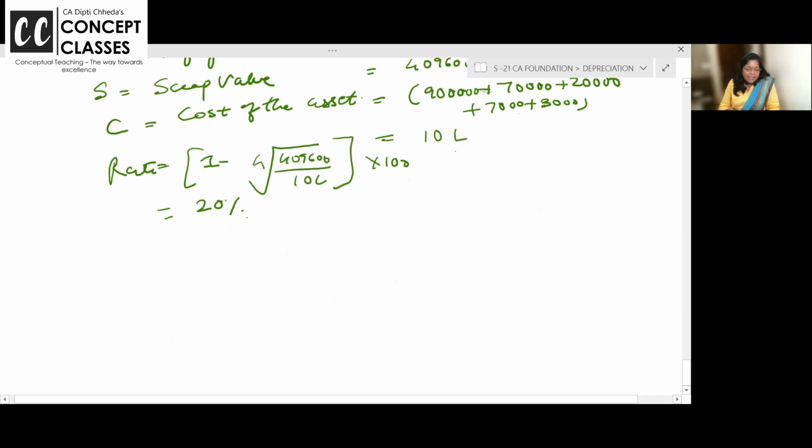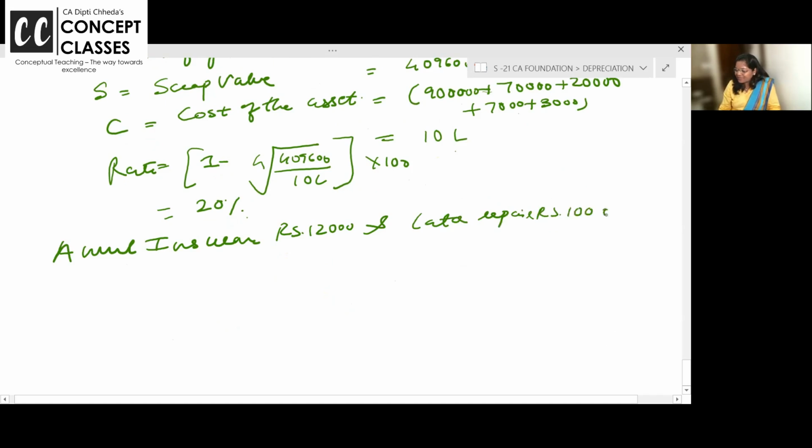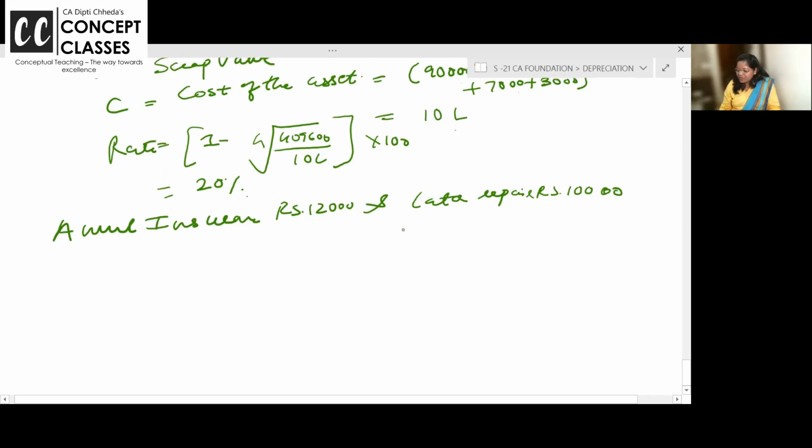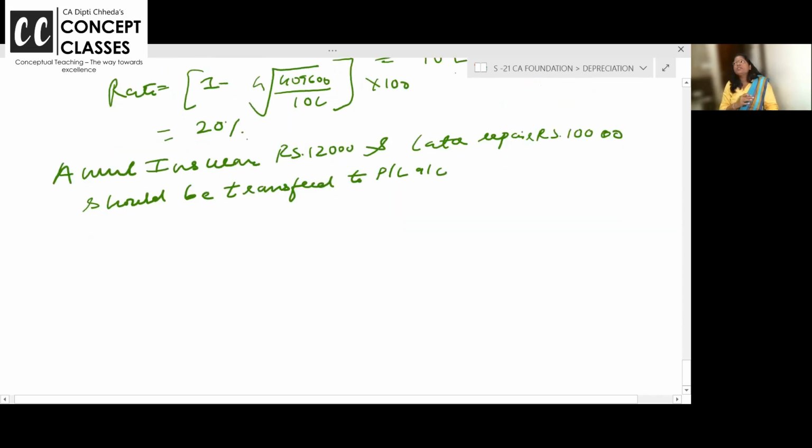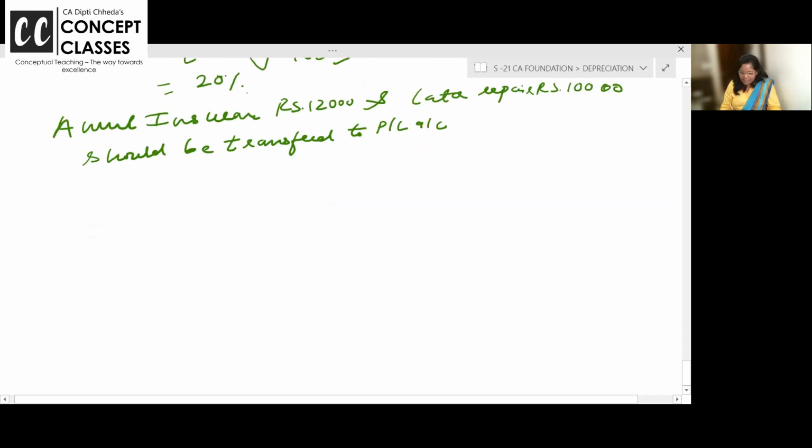Now let us start the problem. Before starting, let us write a note for two things which we have not considered. Annual insurance is given to you, rupees 12,000, and later repairs, rupees 10,000. Annual insurance 12,000 and later repairs 10,000 should be transferred to P&L account. अच्छा है, clear है.